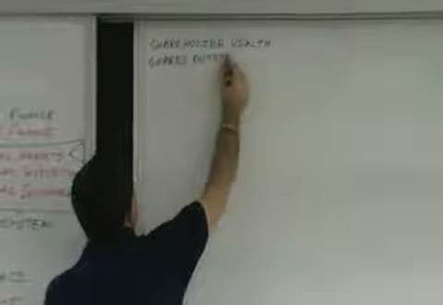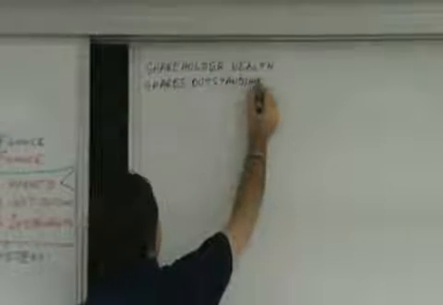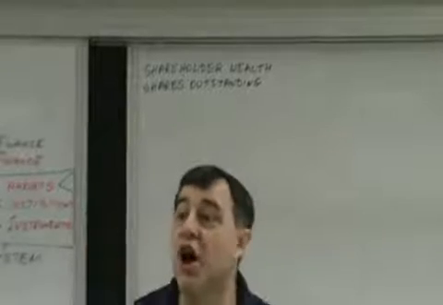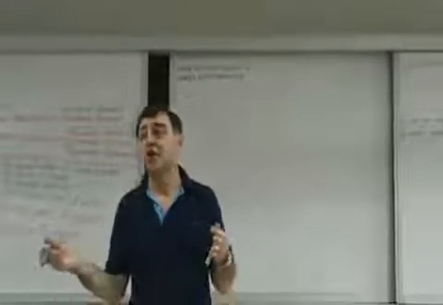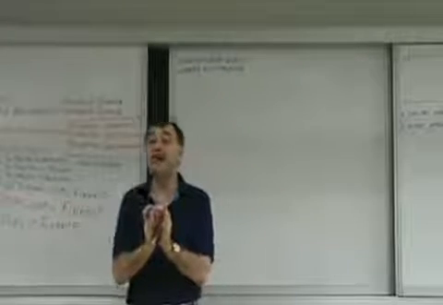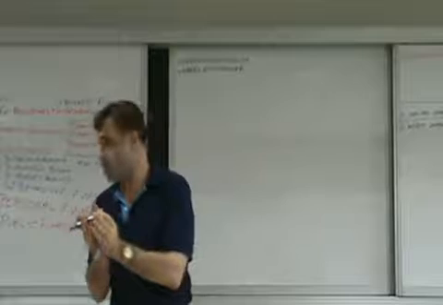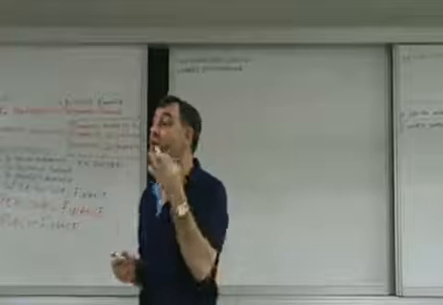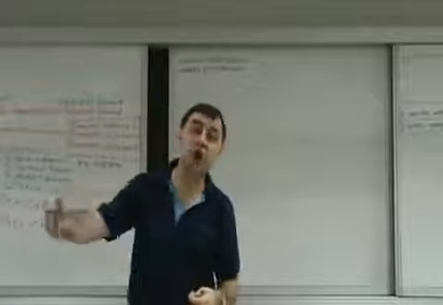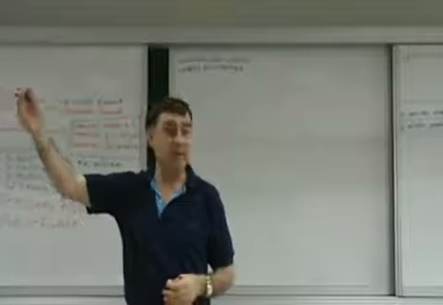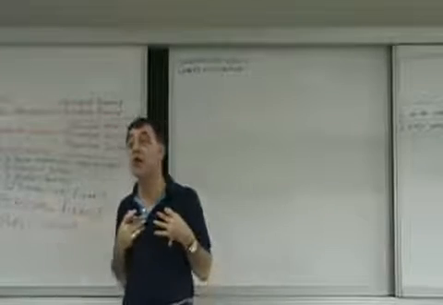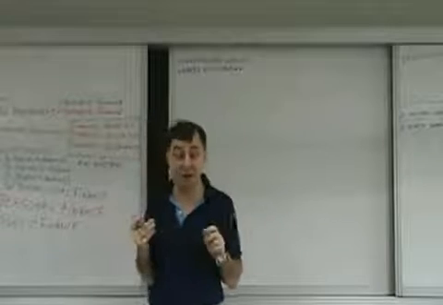Next one is shares outstanding. A corporation issues shares. A share represents a part ownership. Shares outstanding is the number of shares which are sold to the public and owned by the public. That's it. Number of shares owned by the public. Okay? That's it. That's shares outstanding.